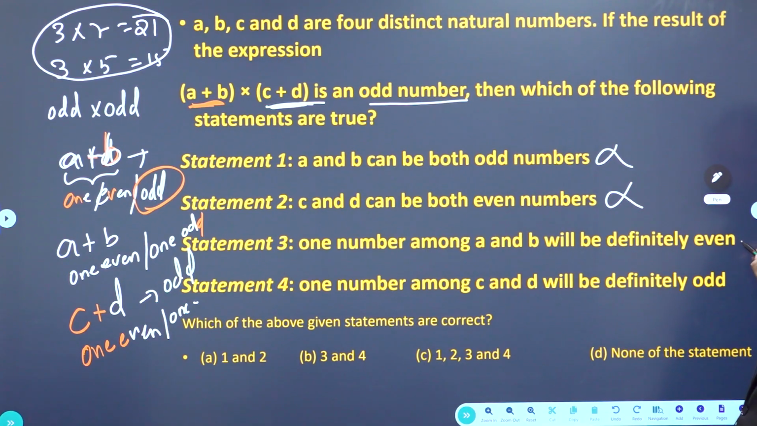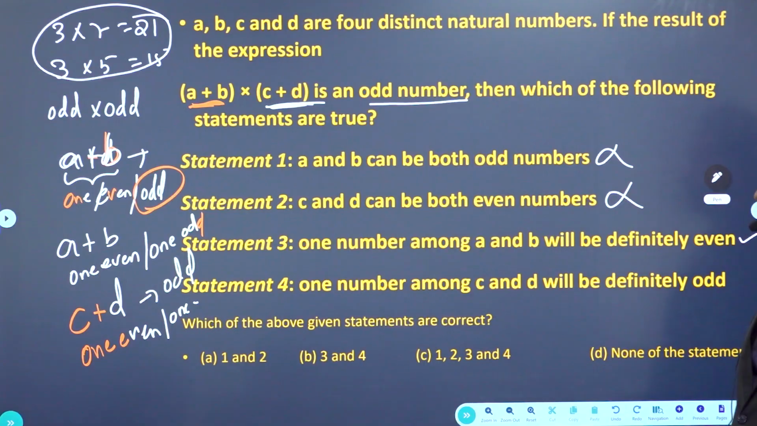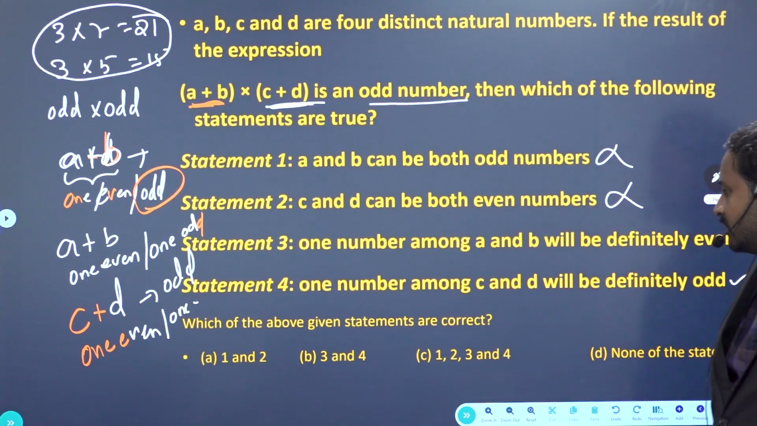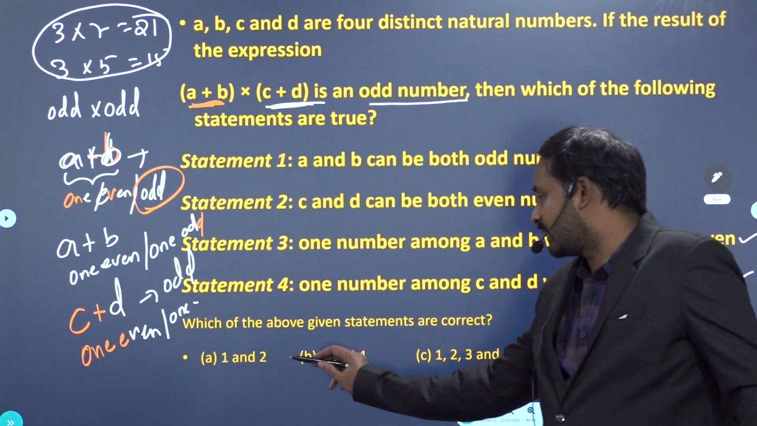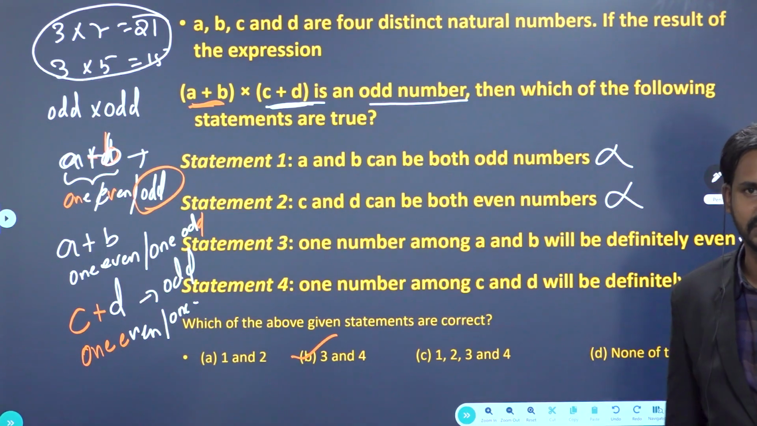Yes, that is true. Definitely one number among A and B should be even and the other should be odd. One number among C and D will definitely be odd. So here 3 and 4 are correct. First and second are wrong statements here.